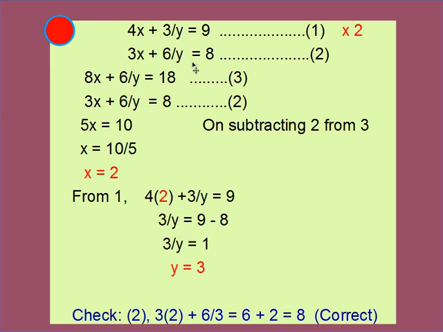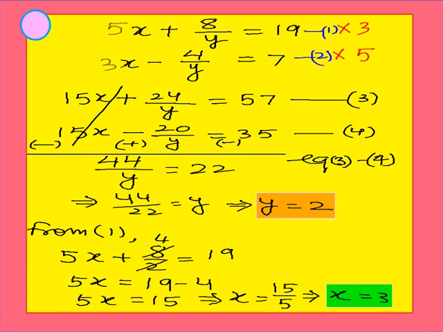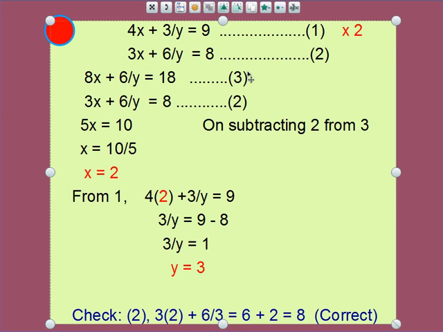4x plus 3 upon y, just now I did one question. You can eliminate this y here. There I eliminated x, if you remember. Here I am eliminating y, so you understand this method as well, because it is matching here, 3 upon y, 6 upon y. So I can multiply this equation by 2, so it will become 6 upon y. This will become 18 and this will become 8x. So 8x plus 6 upon y, and this equal to 18.